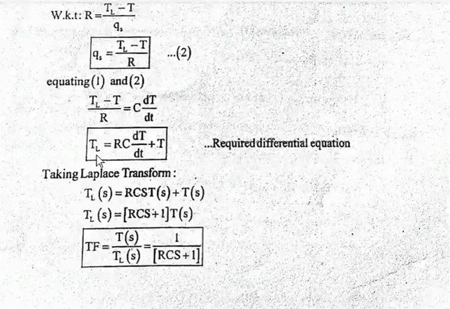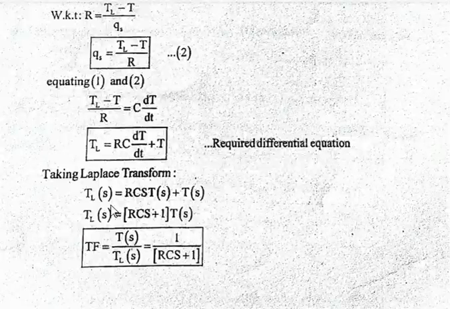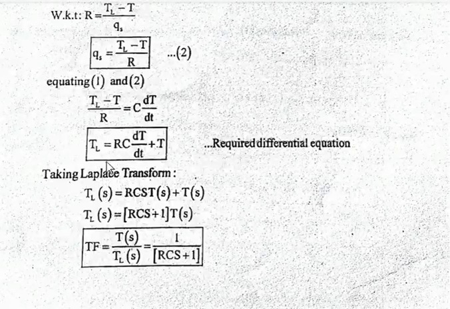It will be TL of S. TL is nothing, it will be TL of S. After applying the Laplace transform to this equation, TL of S is equal to R. It is a constant, so you can keep it as it is. So here C dθ/dt, that is nothing but C S θ of S.